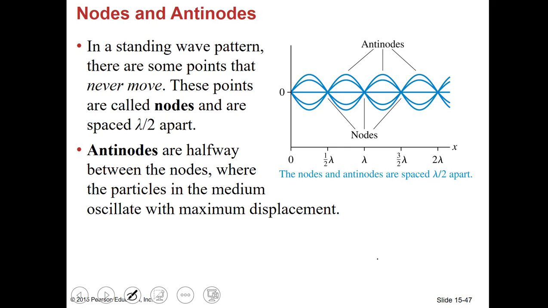Okay, in a standing wave pattern, there are some points that never move, and these are called the nodes. These are the low spots again, and they're a wavelength divided by 2 apart. And the antinodes are halfway between the nodes, and that's where the amplitude is the greatest. Okay, those are just some definitions. There's always one more node than antinode for a standing wave.